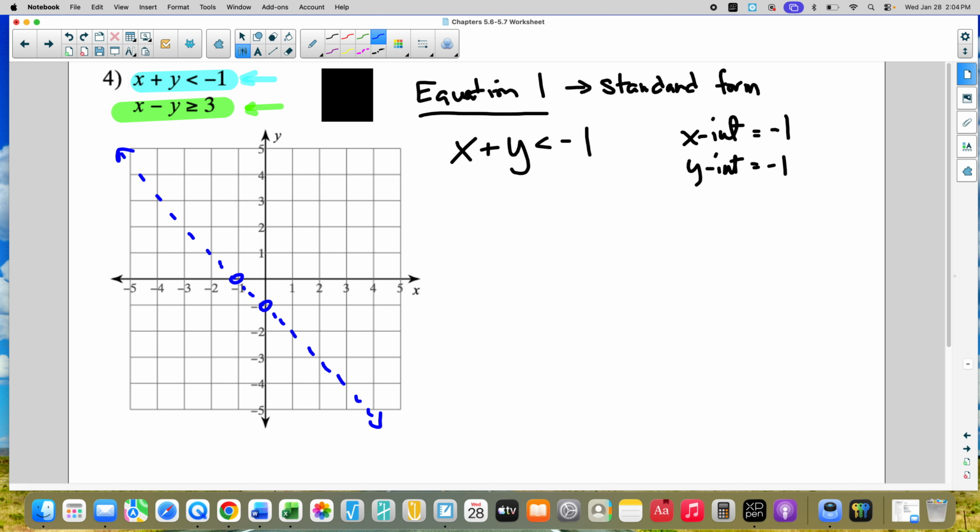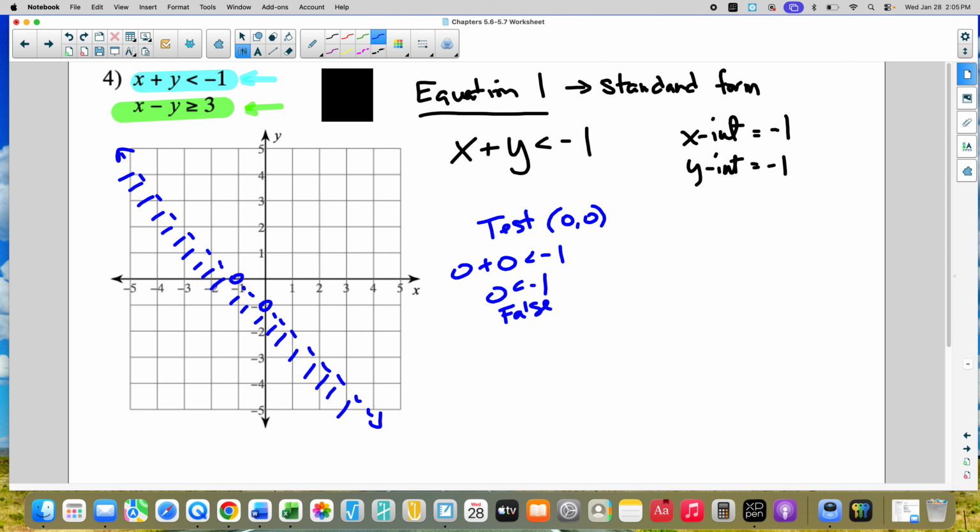And now, much like before, I'm going to test a point. I'm going to test 0, 0 because it's not on this line. And I plug in 0 plus 0 less than -1. Is 0 less than -1? No, that's false. So the point 0, 0 is false, so that means the true side would be on the other side of this border.